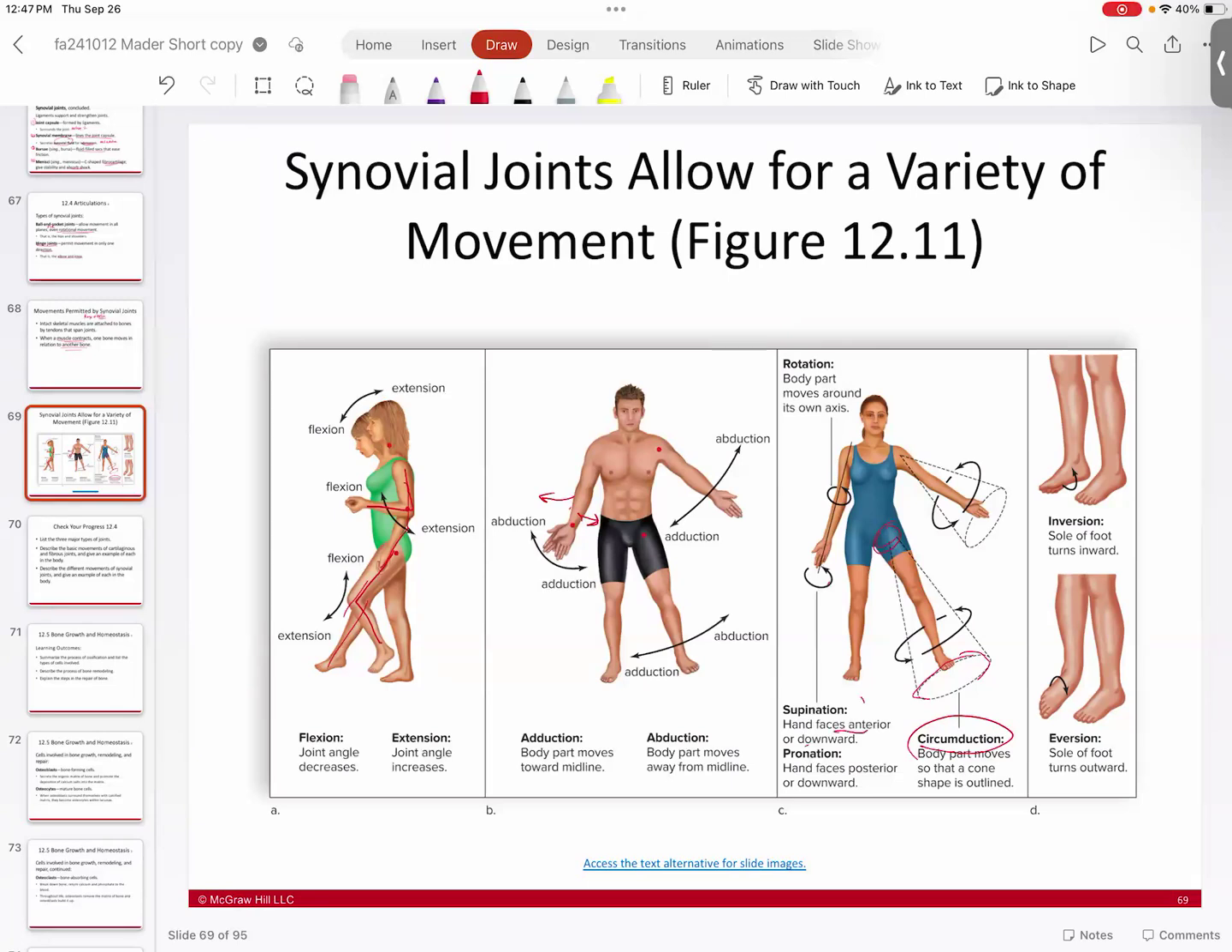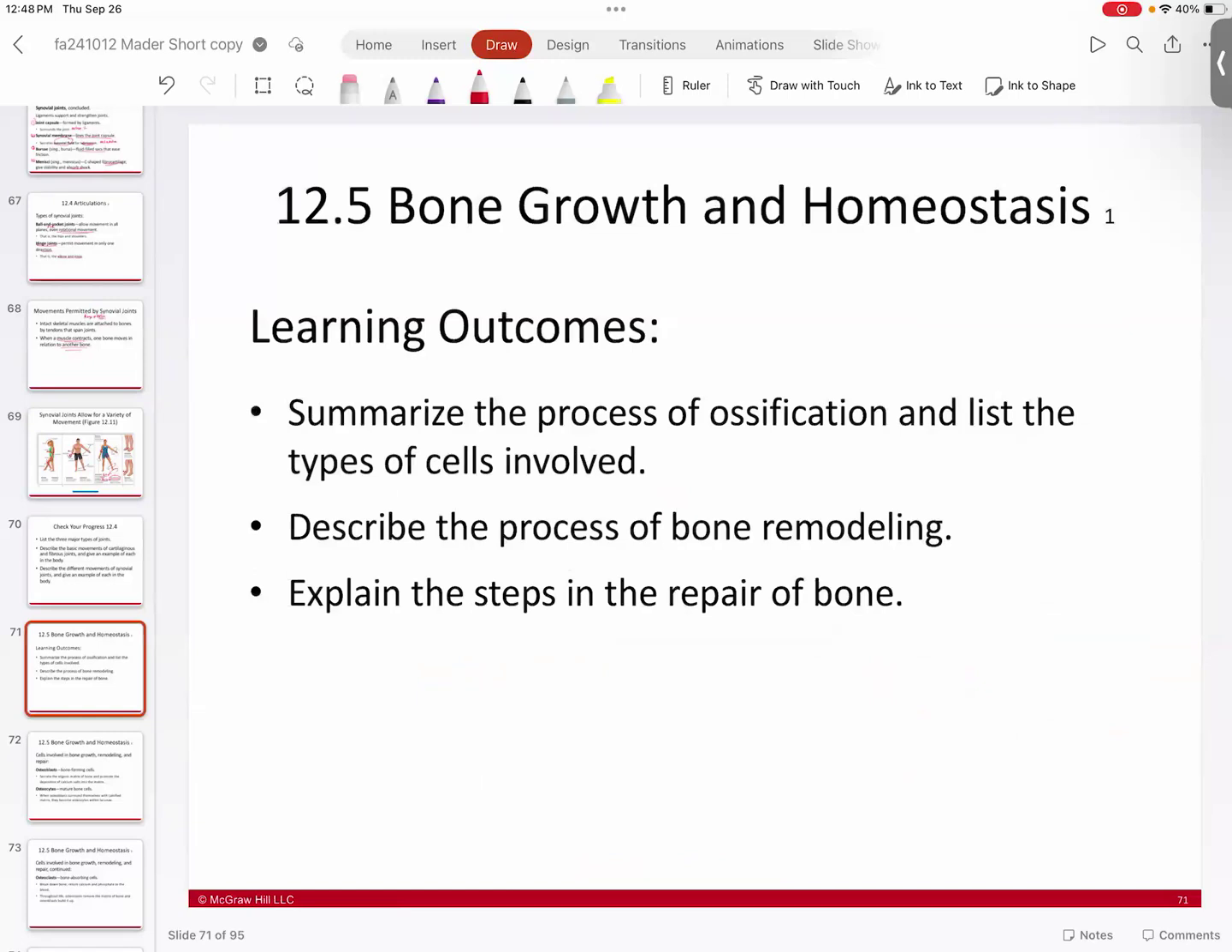Supination is when the palm faces anterior, so basically face up. And pronation is when it's face down. And then basic rotation is anytime you're rotating in a circle. For instance, you can rotate your elbow a little bit. Inversion is when the sole of your foot points toward the inside of your body. Eversion is when the sole of your foot points toward the outside of your body. And depending on how we walk, sometimes we have a gait that's inverted or everted.